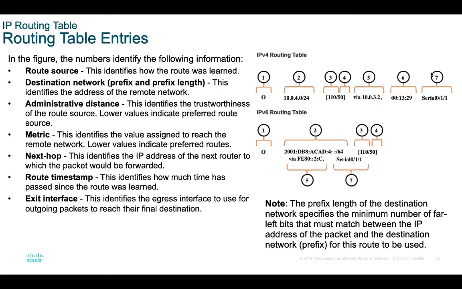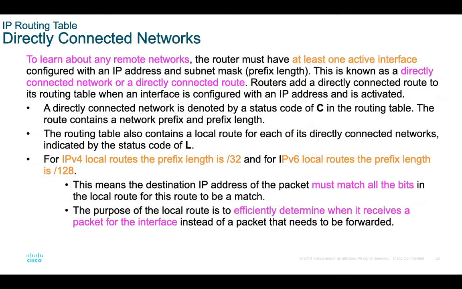Exit interface. This is what we use most of the time. In order to reach a device with the IP address 10.0.3.2, we must go through serial 0/1/1. So the most important thing for this network is that it will be sent out through serial 0/1/1. Same as IPv6, okay? You can read all about this by yourself.